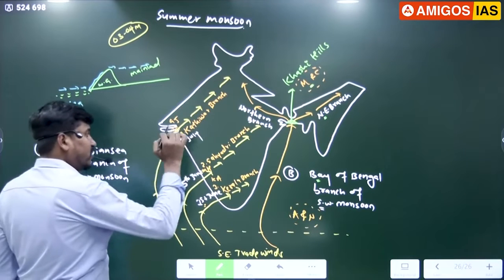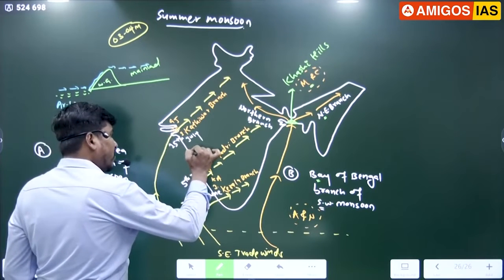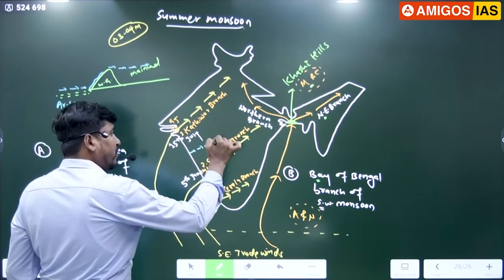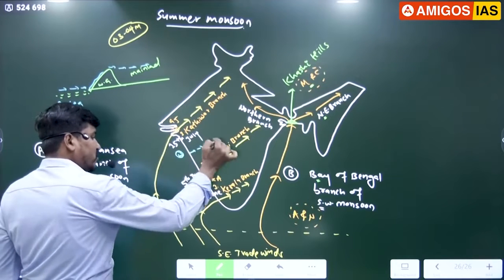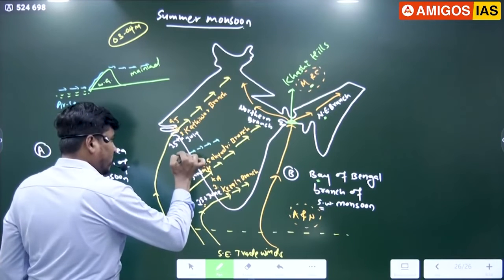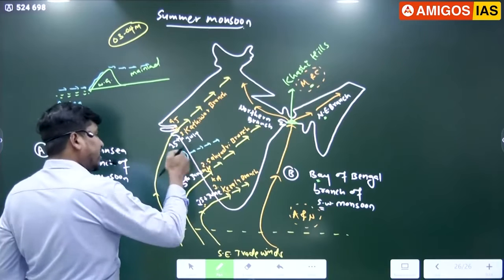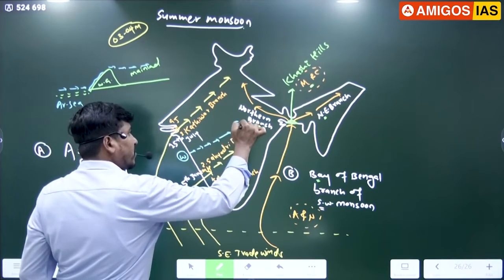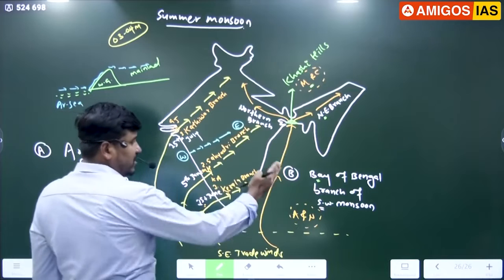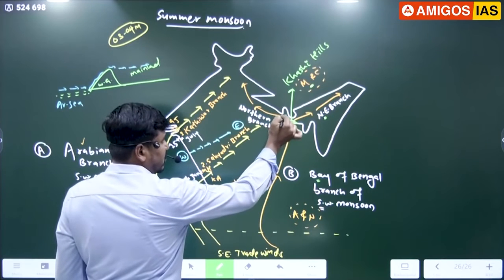This question was asked in the prelims exam. The amount of rainfall by the Arabian Sea branch decreases from west towards the east. Listen: as we go towards the east, the amount of rainfall decreases. And for the Bay of Bengal branch, this is the east.